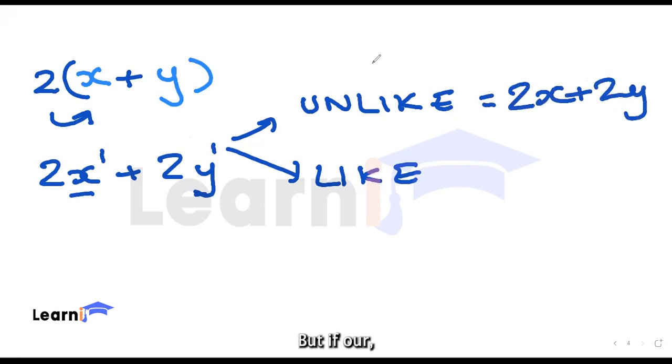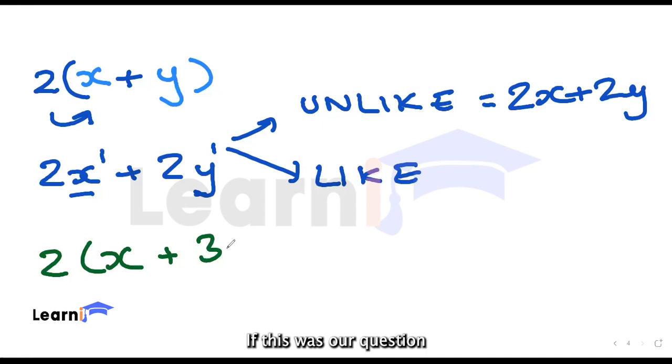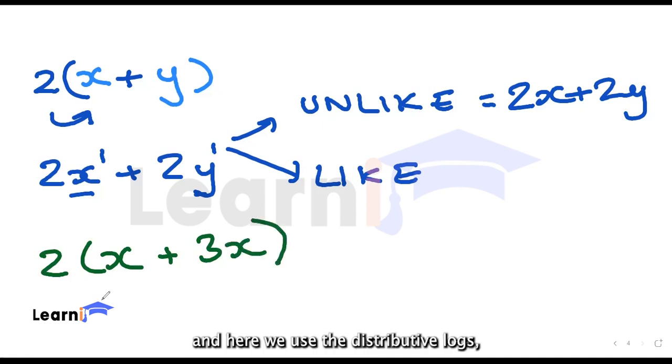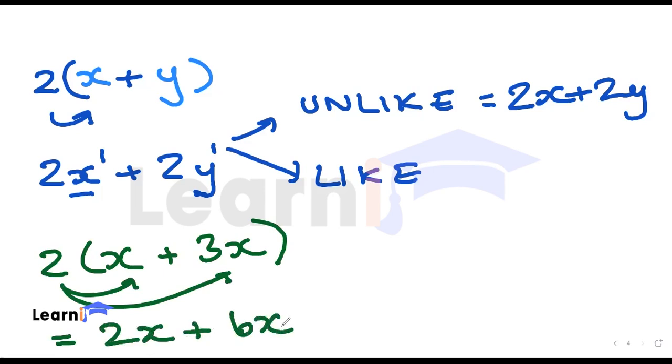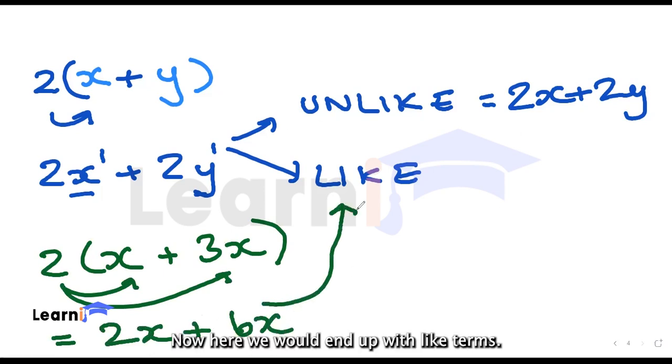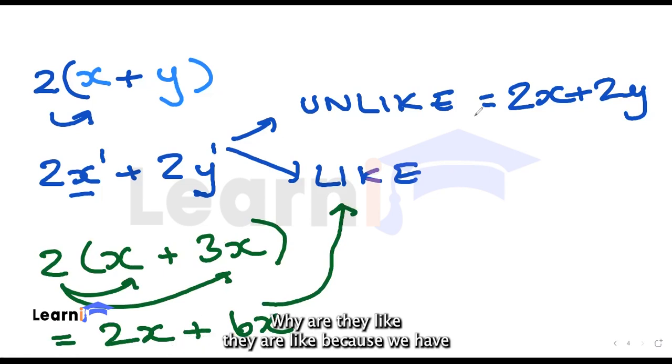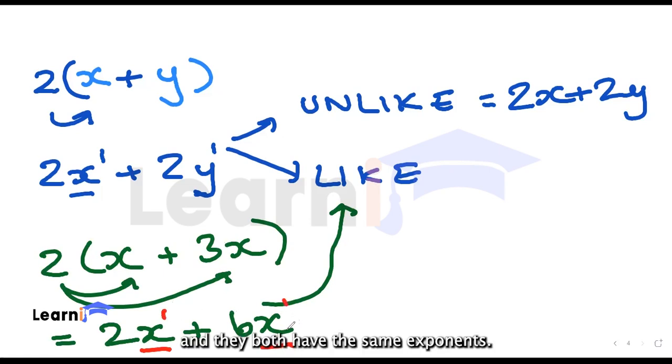But if this was our question, and here we use the distributive law, we would end up with 2x plus 6x. Now, here we would end up with like terms. Why are they like? They are like because we have the same variable, x and x, and they both have the same exponents. So here, this answer is 8x.